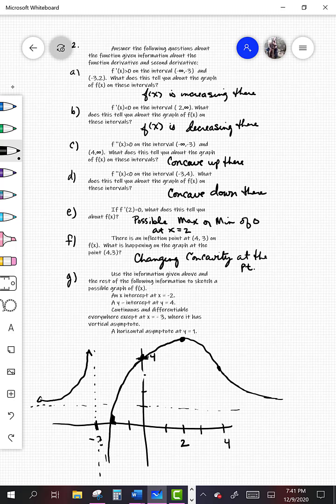And we have a horizontal asymptote at y equals 1. So it's okay that the graph crossed a horizontal asymptote. It will never cross a vertical asymptote though. And so your graph should look something like this.